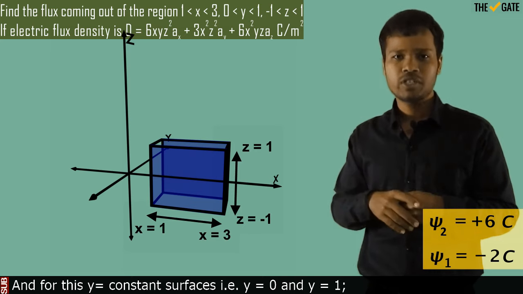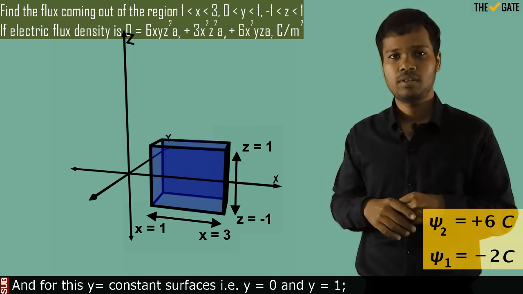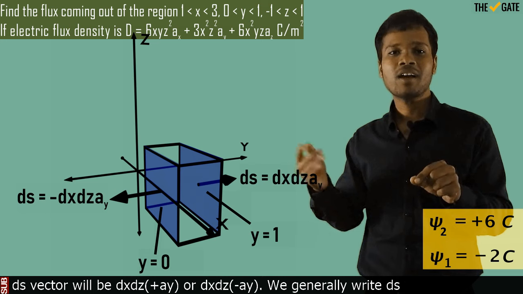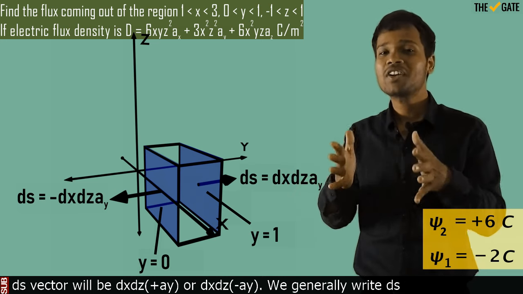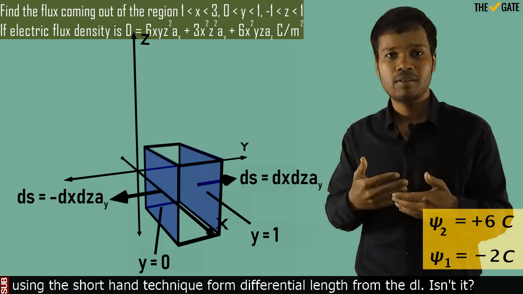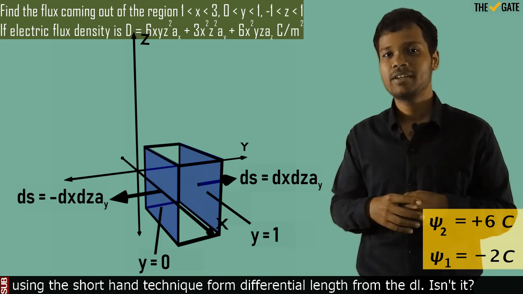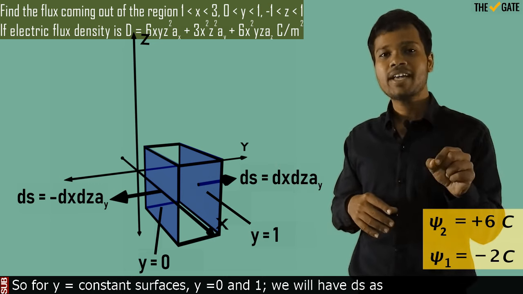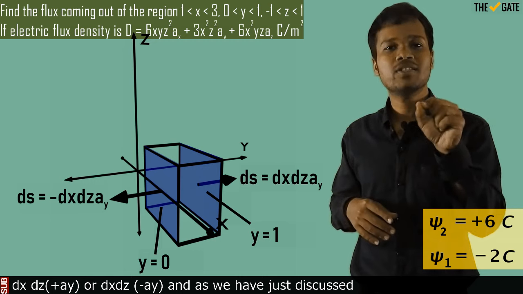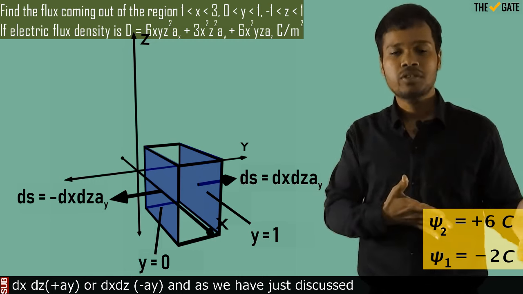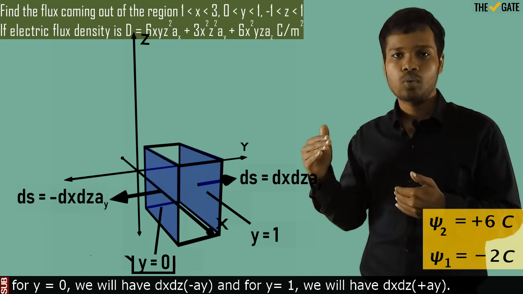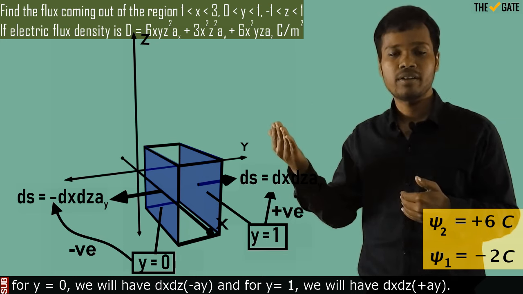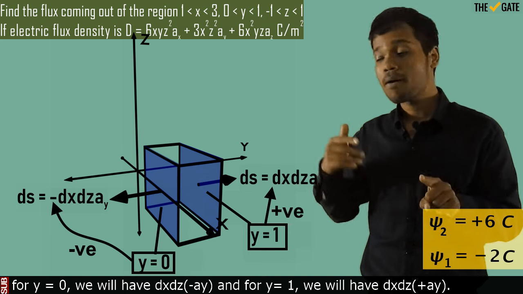And for these y equal to constant surfaces, that means y equal to 0 and y equal to 1, ds vector will be dx dz plus ay or dx dz minus ay. We generally write ds using the shorthand technique from differential length dl, isn't it? And as we have just discussed, for y equal to 0, we will have dx dz minus ay, and for y equal to 1, we will have dx dz plus ay.